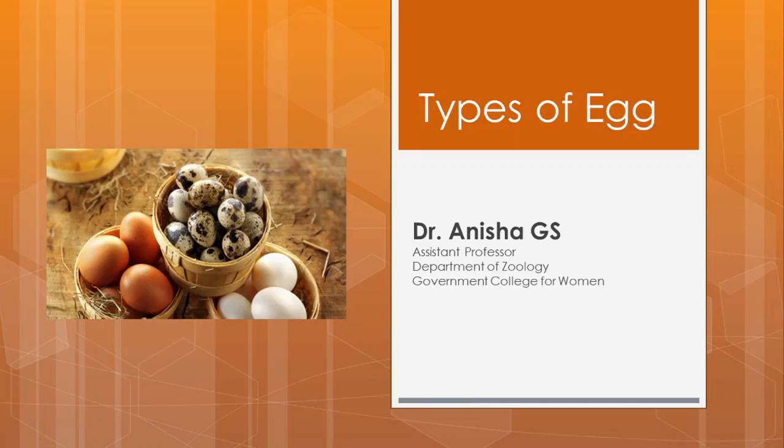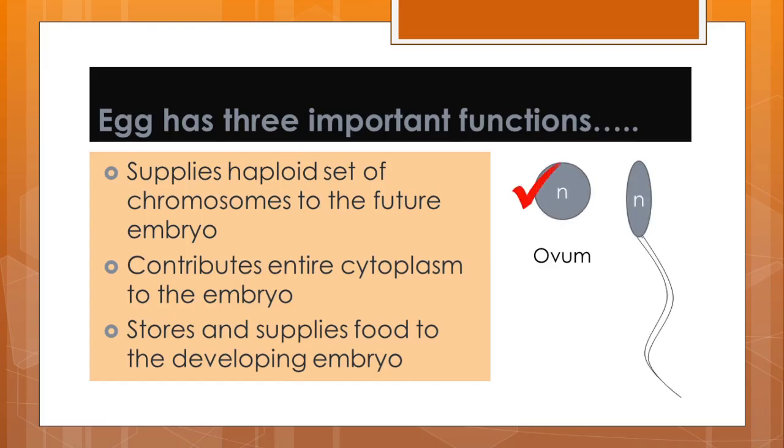Dear students, in today's class, we are discussing the topic types of egg. First, let us see what an egg is and what the important functions of the egg are. The egg is the female gamete, which is called ovum. It contains all the materials which are essential for the development of the future embryo.